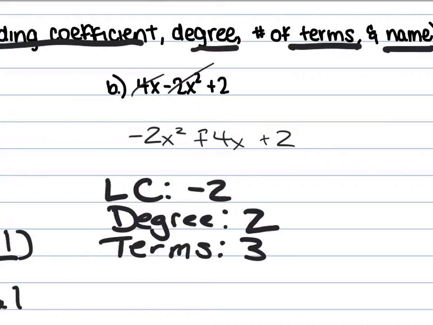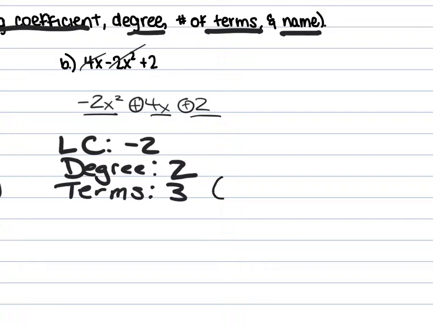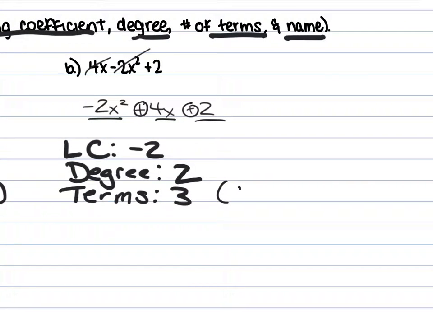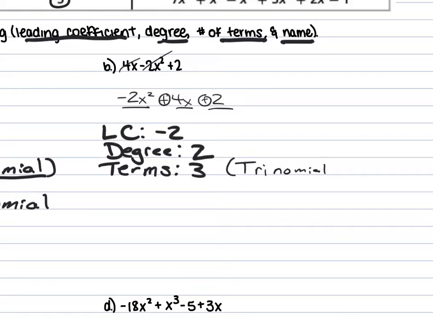And if you can't see them, remember, circle your pluses and minuses, and 1, 2, 3 things being separated by them. What do we call something with 3 terms? Remember, it's a something nomial. What kind of nomial is it? A trinomial, and it is a trinomial. And something with a degree of 2 is called? Quadratic. So this is a quadratic trinomial.